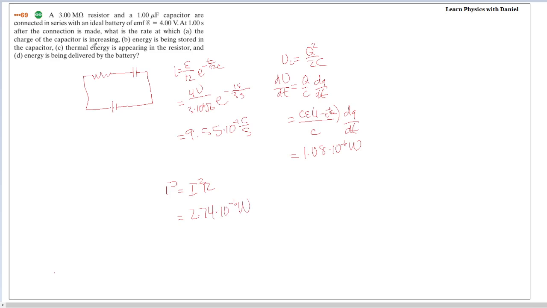And the fourth rate is easiest of all. The energy being delivered by the battery should be the energy being stored in the capacitor plus the energy appearing in the resistor, because that is total energy and of course conservation of energy. So we get that D is just the answers to B and C added together, which gives you 3.82 times 10 to the negative 6 watts.